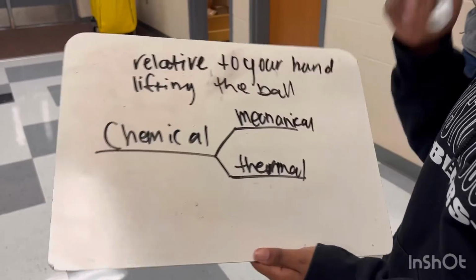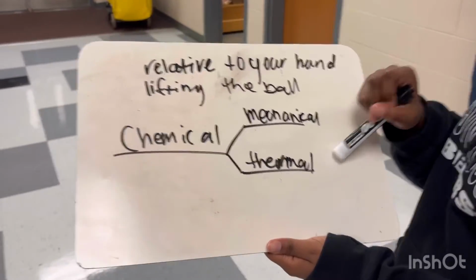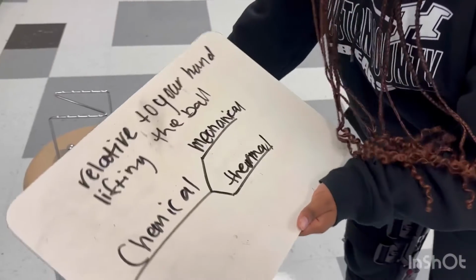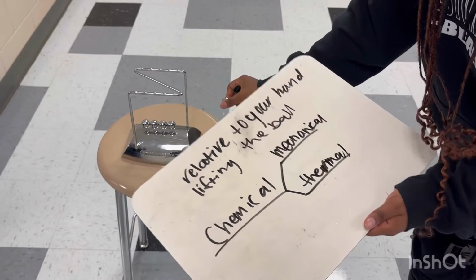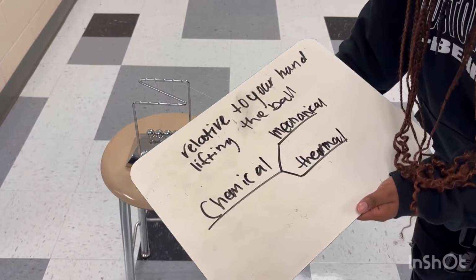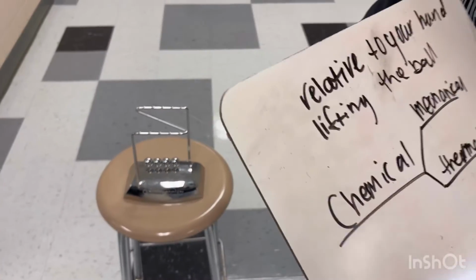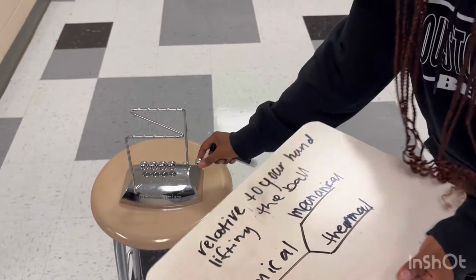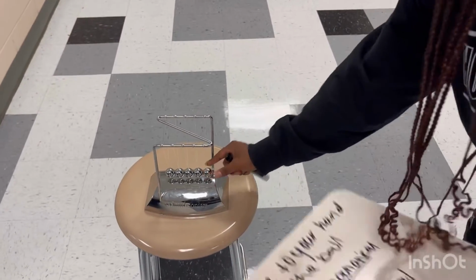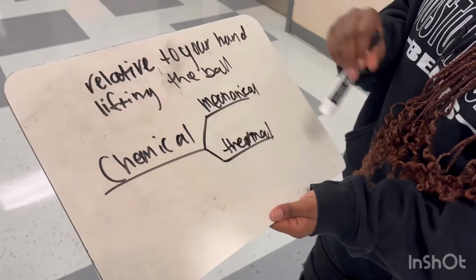Okay, so this is how the energy transformation diagram will look relative to your hand lifting the ball. As you lift the ball, you are using the chemical energy from where you just ate, and then the mechanical is the actual movement of your hand. And a byproduct of the mechanical energy is thermal.